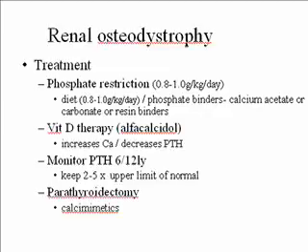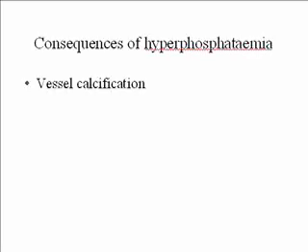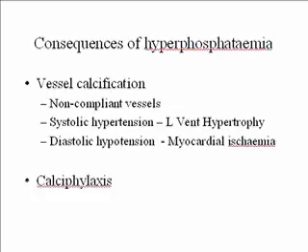We phosphate restrict them by reducing the phosphate in the diet, which is mainly meat and dairy. If their phosphate levels are still high, we put them on phosphate binders, which are tablets which bind phosphate within the gut. These will be calcium containing or non-calcium containing. Secondly, we give them vitamin D therapy, a form of vitamin D called alfacalcidol. We keep a close eye on their PTH levels, and they may still require parathyroidectomy because they may develop tertiary hyperparathyroidism.